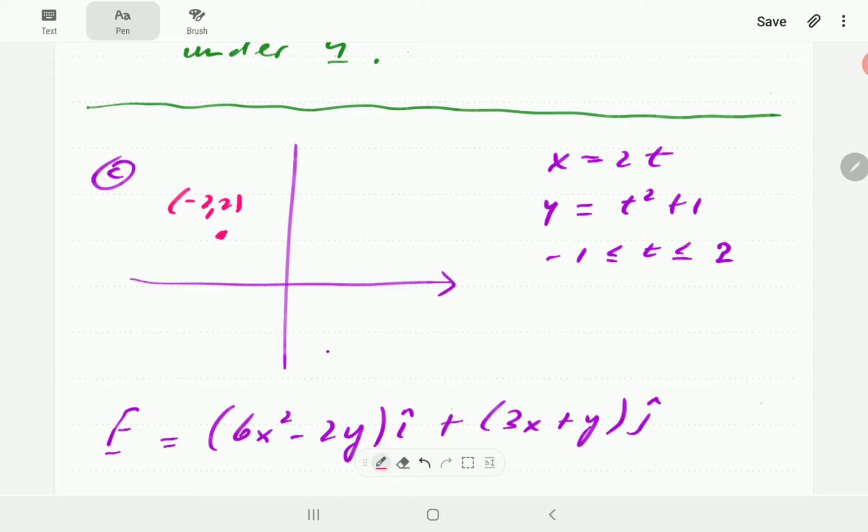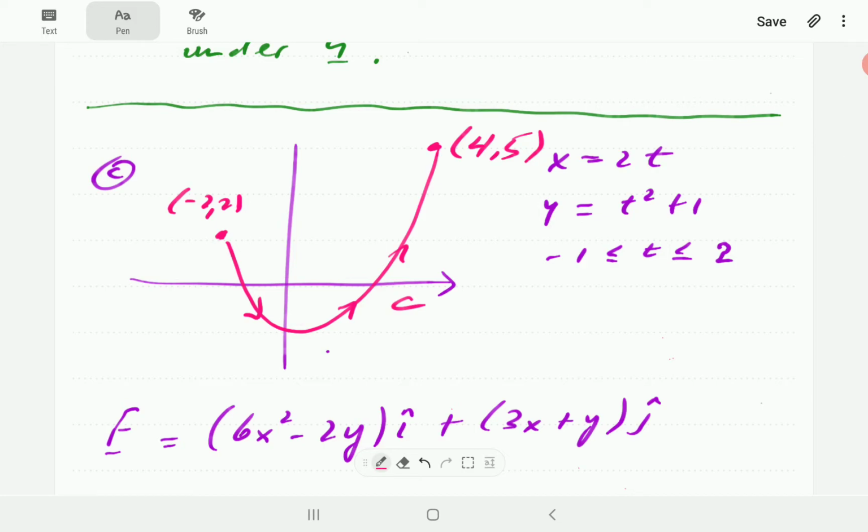We can see this is a parabola, and then when t is 2, x is going to be 4, and y is going to be 5, which is 2 squared plus 1. So perhaps somewhere there, this is a parabola, so maybe something like this. The details of the shape of this parabola are not very important in this case. It's just that we want to have a feel of what is happening. So this is our contour C.